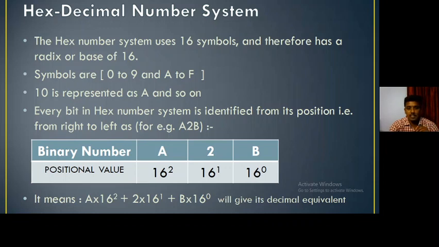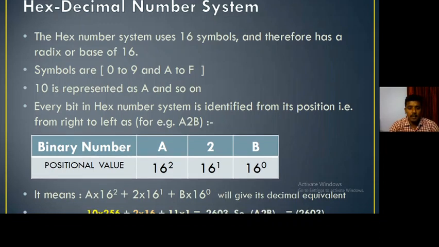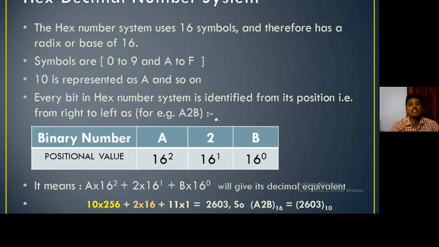Every digit in hexadecimal is identified from its position, that is again from right to left only. For example, A2B. A means 10, 2 is a normal number, B means 11. So that is also from positioning value. Same as how we write the positioning value in the case of octal, decimal or binary, the same applies in hexadecimal too. That is positioning value from right to left, that is 16 square, 16 power 1, 16 power 0, what you are seeing in the slide.